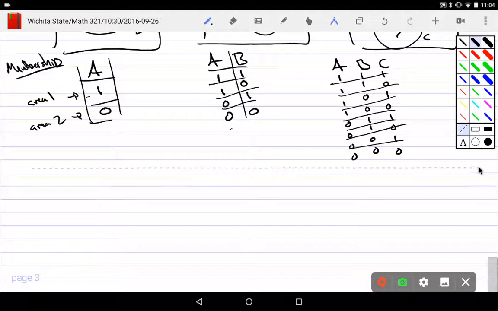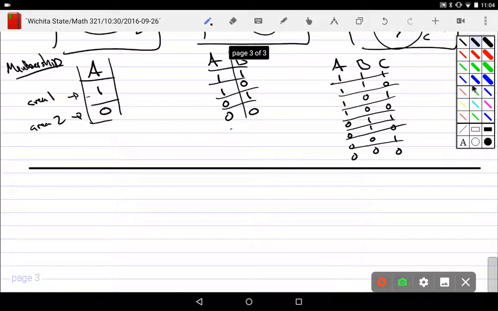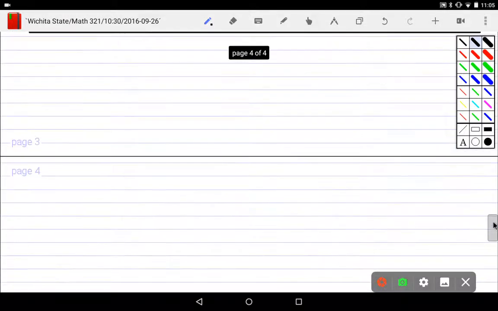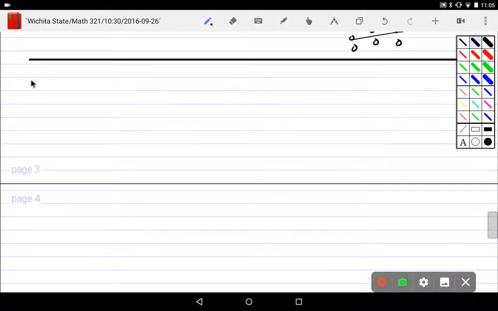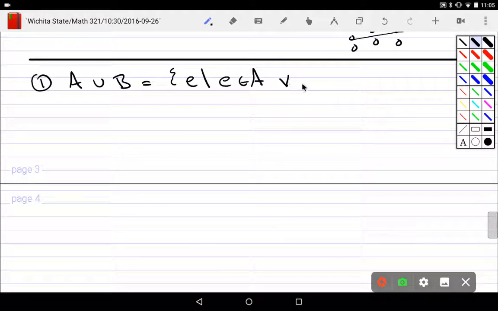From that, we can start talking about the operations. First operation, the union. Written in set builder notation, this is all elements E such that an element is in A or that element is in B. Why do we use cup for the symbol for union? Because the set builder notation is using the logical operator what? Or.